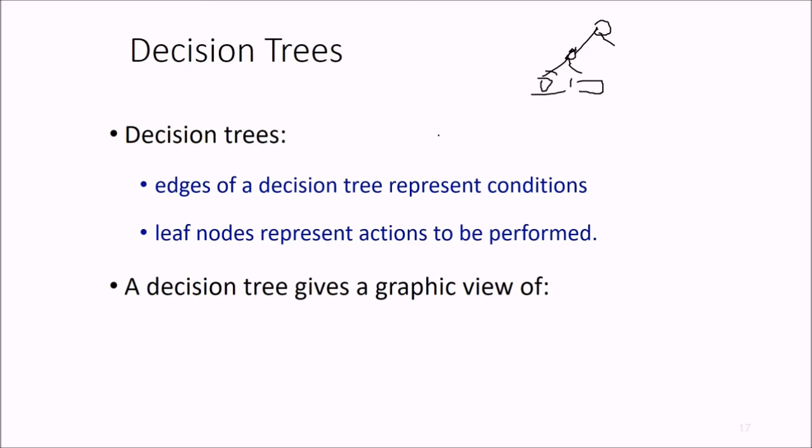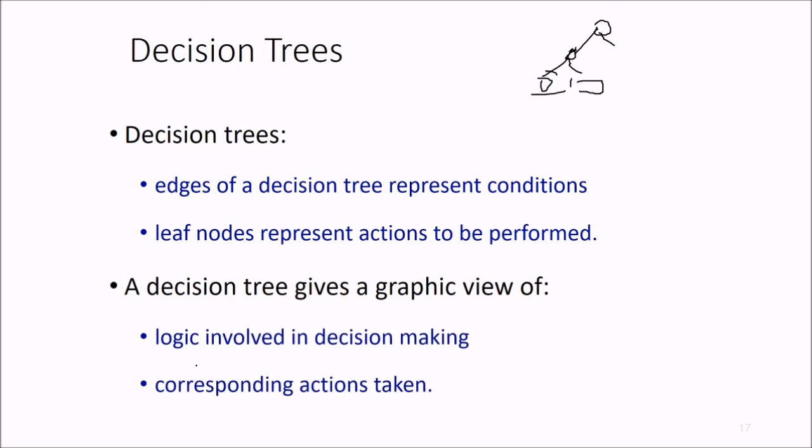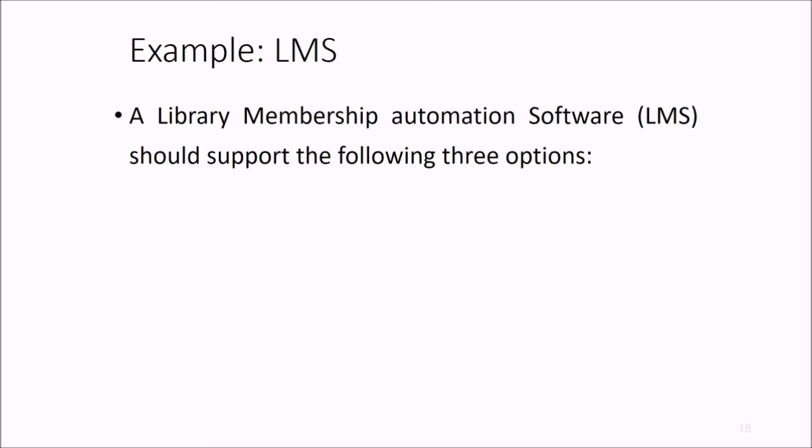So a decision tree gives a graphic view of what? The logic involved in decision making. Because actually you are trying to represent the decisions, like the ifs, all those things which are going to be implemented or described in the later section, that is design. So the logic involved in decision making, and also the actions which are going to be taken for this decision making.